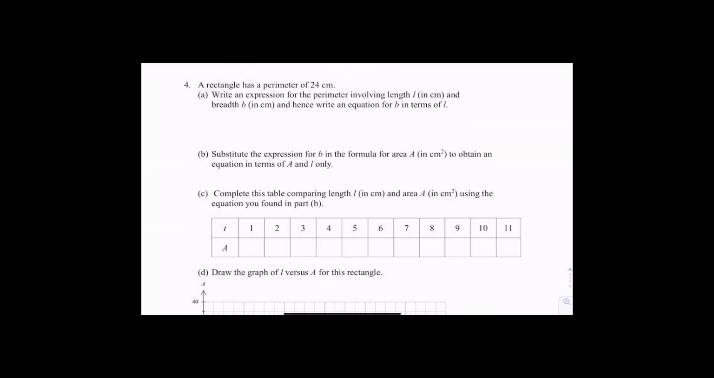Last question. A rectangle has a perimeter of 24 centimeters. Write an expression for the perimeter involving length and breadth, and hence write an equation for B in terms of L. Well, that looks a little complex, but it isn't really. First up, I'm just going to draw a rectangle because it's going to help me visualize what's going on. And I have length and breadth.